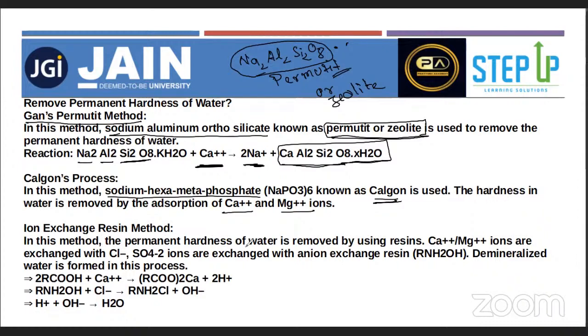Now, ion exchange resin method. In this method, the permanent hardness of water is removed using resins. Ca2+ and Mg2+ ions are exchanged with Cl- or SO4 2- ions with anion exchange resin, which is RNH2OH. Okay, so demineralized water is formed in this process.